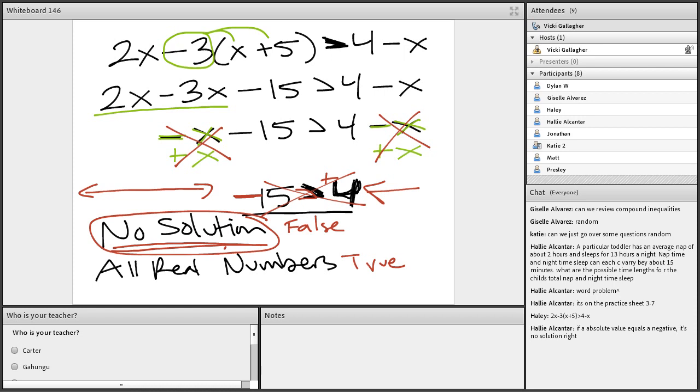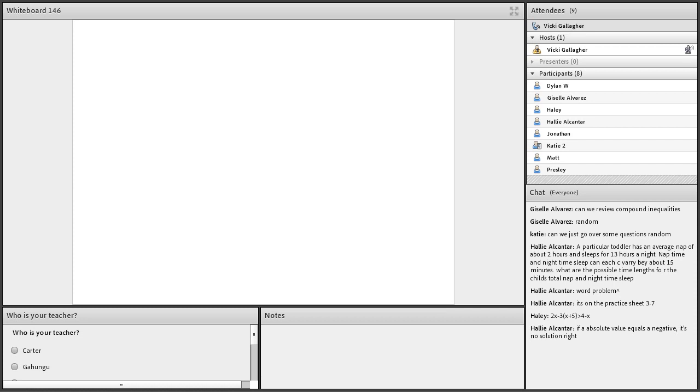Okay, yes, and that's a great follow-up question. So there are other scenarios where we can get no solution. Let's call scenario number 1 if you're solving a single inequality and you get a false statement, like 3 is less than 0. 3 is not less than 0. 3 is greater than 0. We would say no solution. We leave it blank.